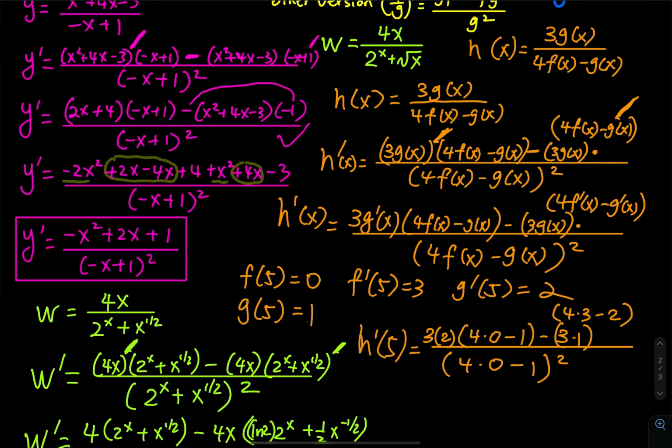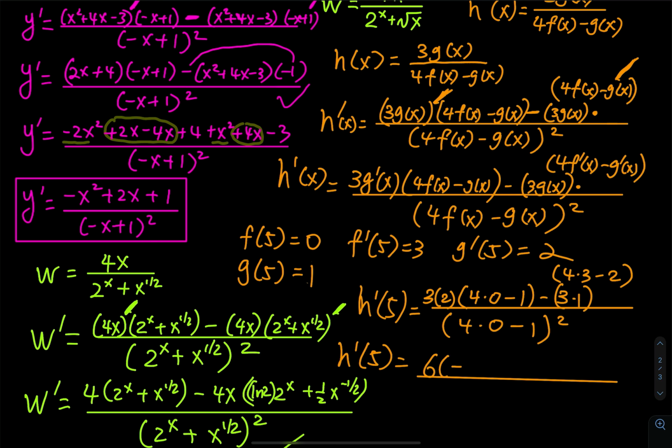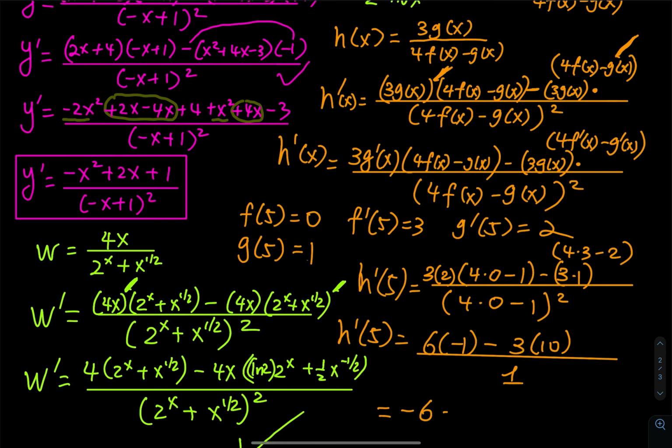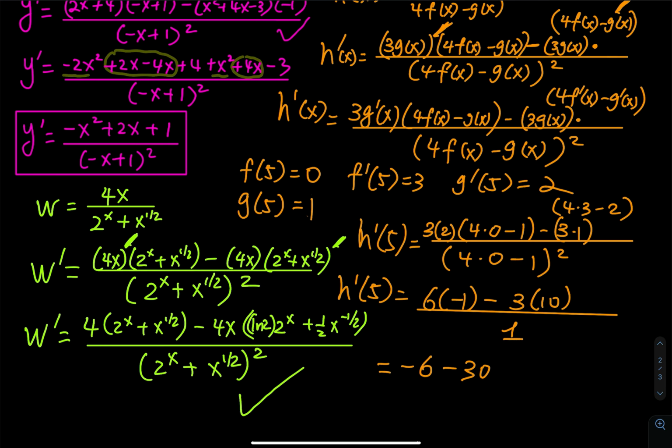So overall, h prime of phi equals 6 times negative 1 minus 3 times 10, right? 4 times 3 minus 2. And then the denominator is negative 1 squared, which equals 1. So overall, we have negative 6 minus 30, divided by 1, so that equals negative 36. So this is the answer to the last problem.